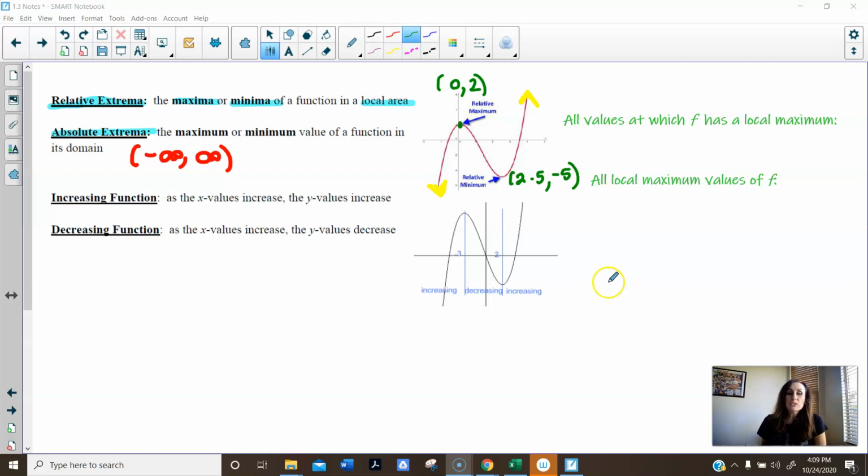So what we're going to do with relative extrema is this. Alex is going to ask you for all values at which f has a local maxima.